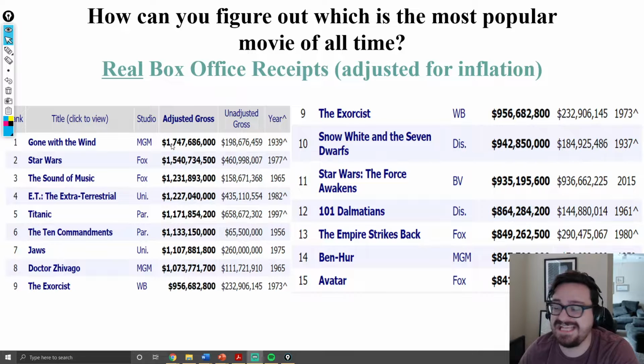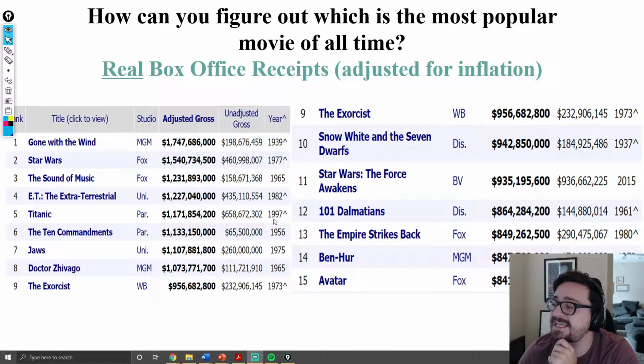But $1.7 billion is what Gone with the Wind has adjusted for inflation. Star Wars, the original one, this is technically episode 4, but it wasn't called that at the time because that'd be super confusing. A New Hope, $1.5 billion. Sound of Music, $1.2 billion. E.T., $1.2. Titanic, hey, that's one from the previous slide, is actually here.